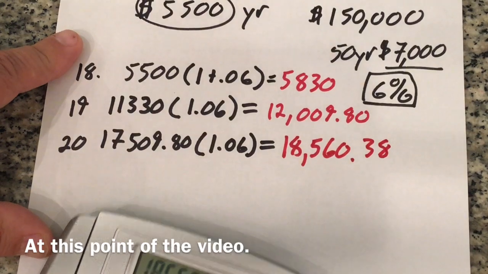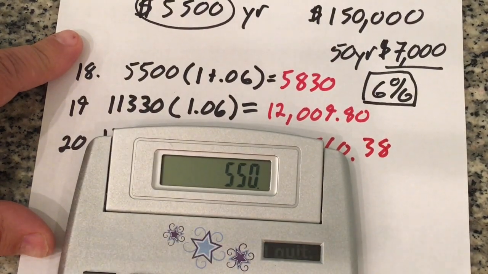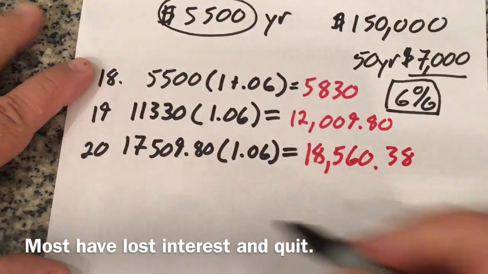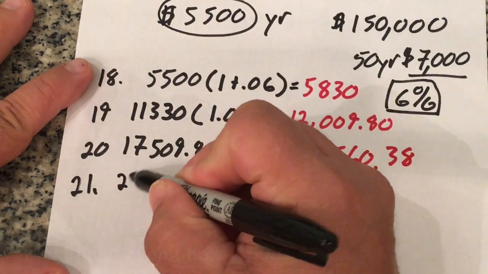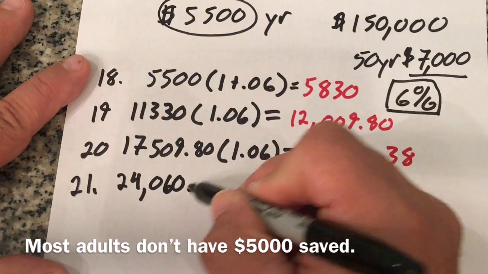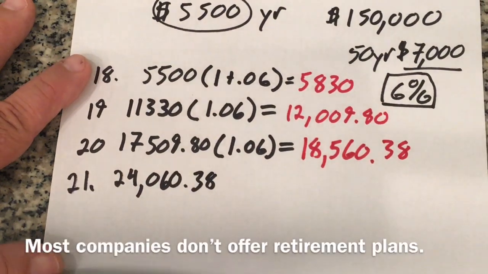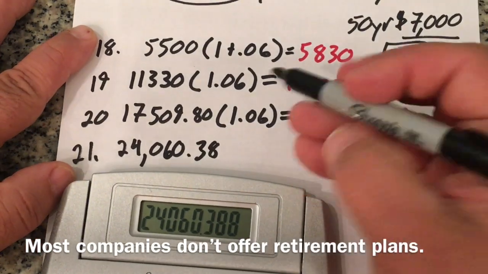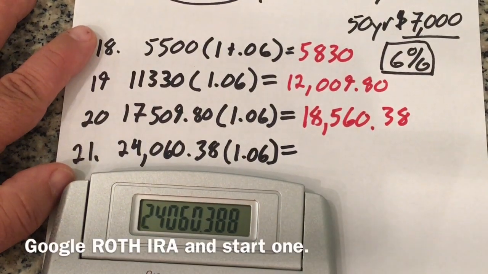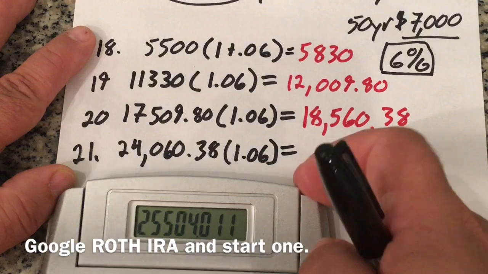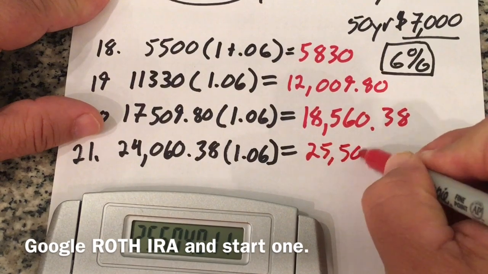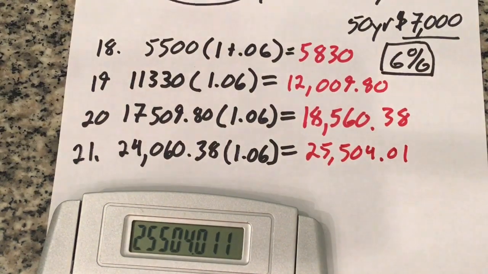And again, I'm going to add 5,500. So at the beginning of this year, you'd be 21. It would be $24,060.38. And you're going to multiply that by 1.06, just 6% interest per year. So that would give you 25,504 and 1 cent.